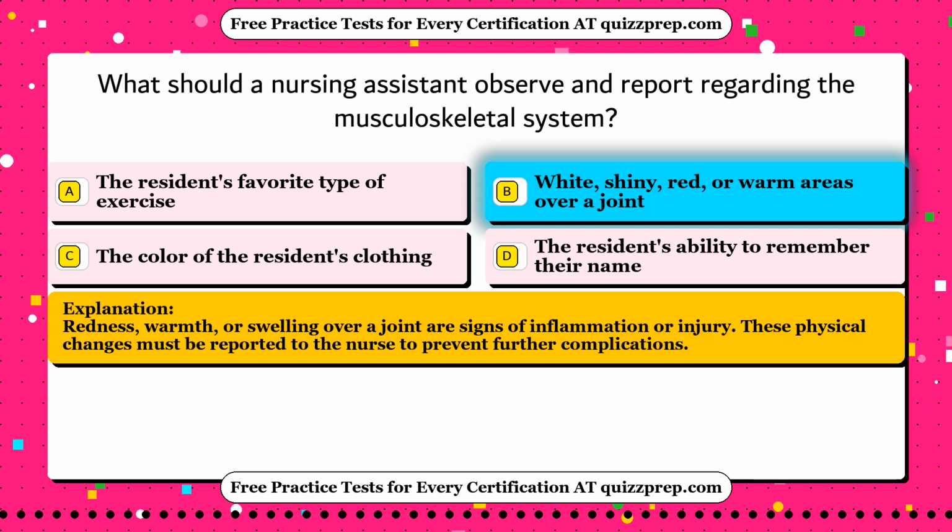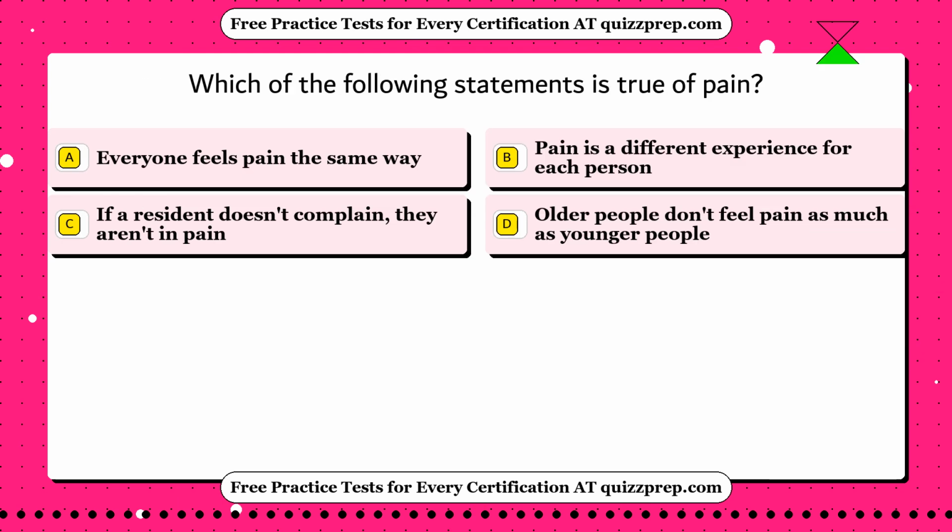Redness, warmth, or swelling over a joint are signs of inflammation or injury. These physical changes must be reported to the nurse to prevent further complications. Question 96. Which of the following statements is true of pain? Option A, everyone feels pain the same way.